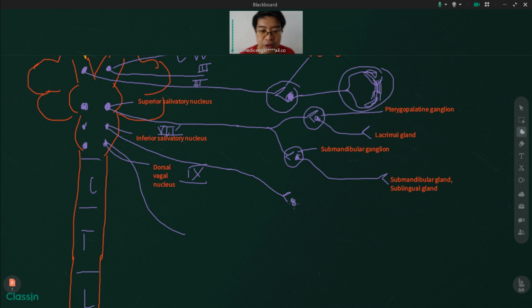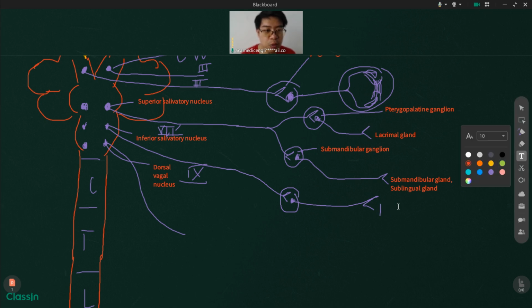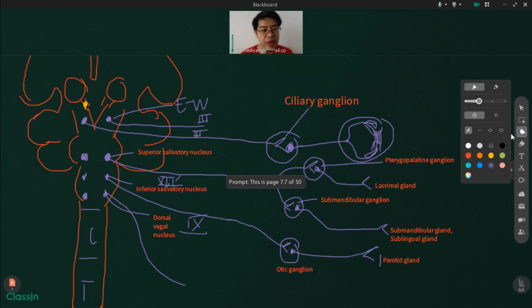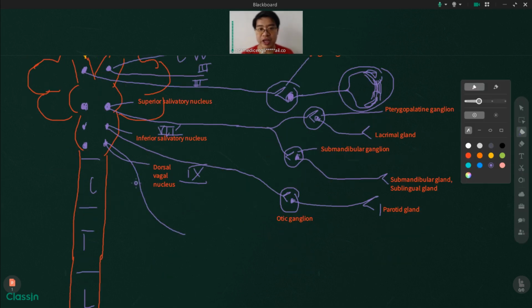And then from here, from the inferior salivatory nucleus, it will go down to another ganglion right here, and from that ganglion, it will innervate the parotid gland. So what is that ganglion? That ganglion is called the otic ganglion. Okay, otic ganglion.